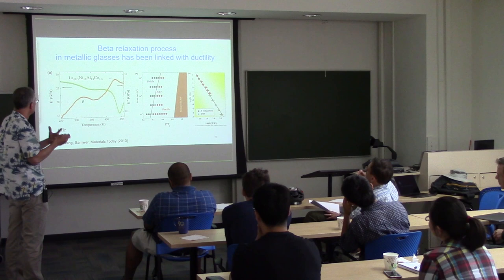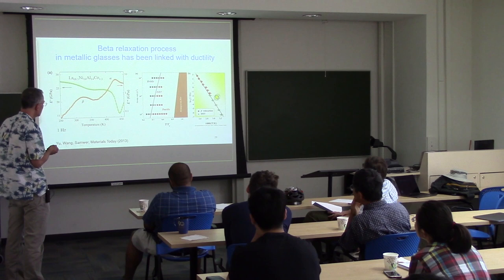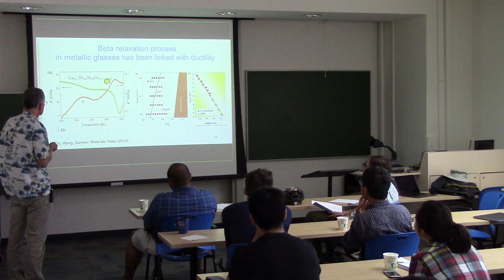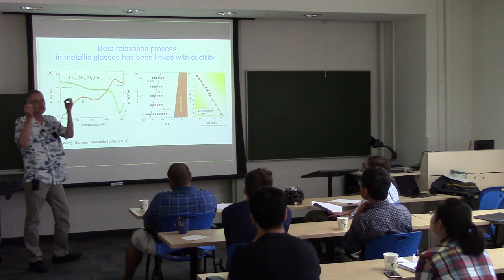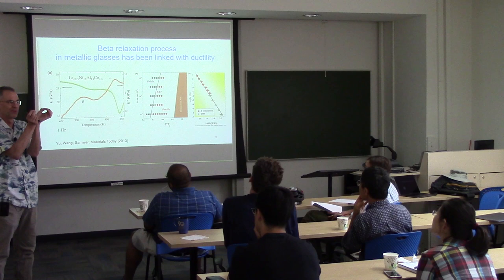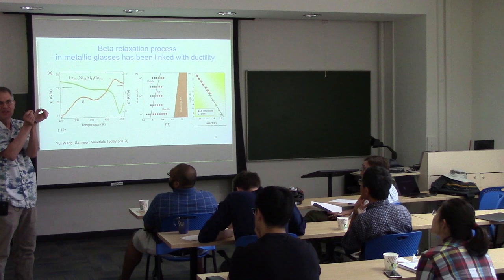I picked this example because for this system, there's pretty good evidence that the mechanical properties of the system are tied into this beta process. So they did many experiments. I want to emphasize that this deformation we're doing at 1 hertz is a teeny, teeny deformation. So this is a linear response experiment. We're not forcing the system to make these motions. These are motions that exist in this system spontaneously.